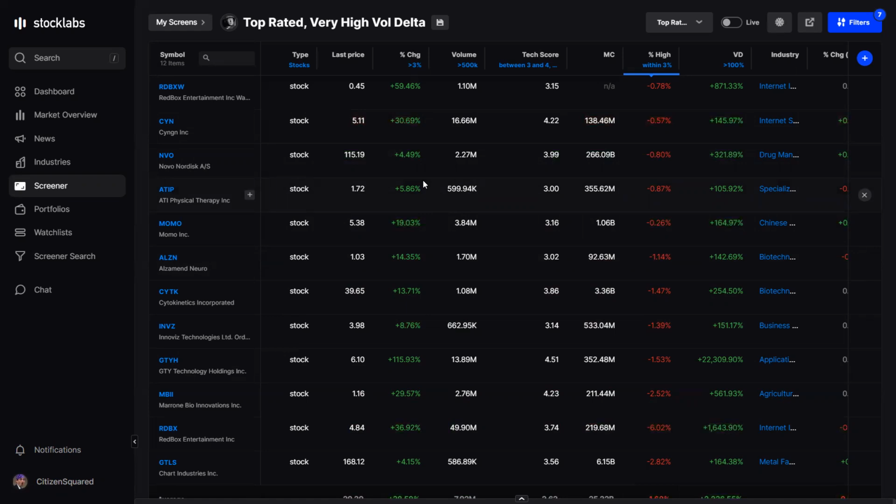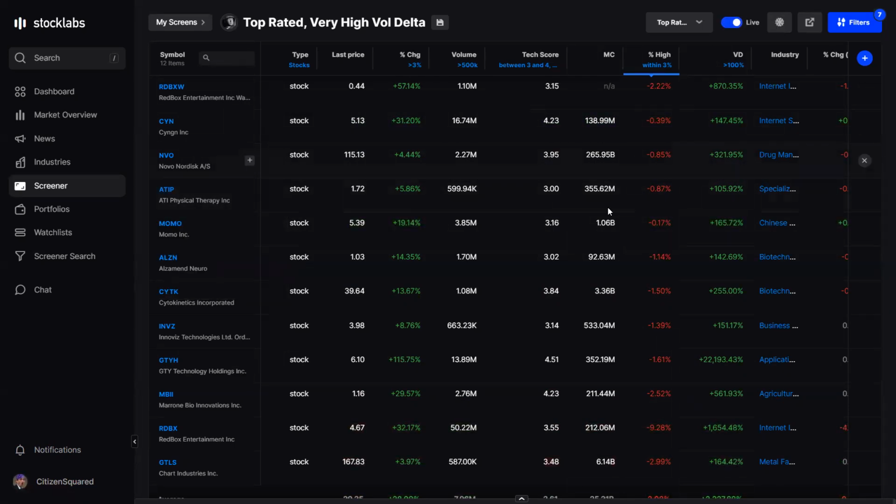So if there's a line in blue, the stock just appeared on the screen. So it just met the criteria of the screen, and Stocklabs went and found it and put it right in front of you. The stock, if it has a green arrow, it's been on the list, but now it's moving up the order based on whatever you're sorting by. Same thing for red arrows, stock is moving down the list.